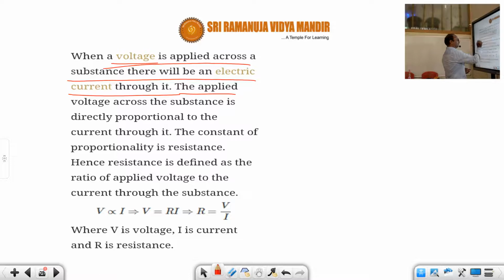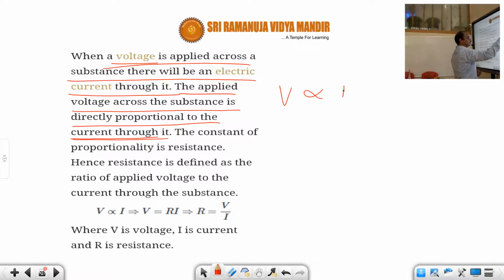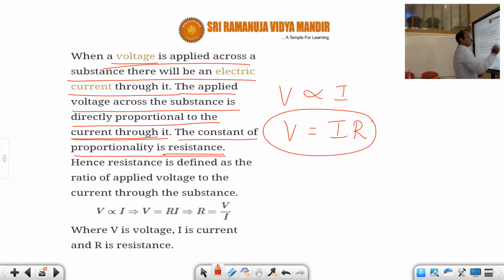So the applied voltage across the substance is directly proportional to the current flowing through it. That means the applied potential difference is directly proportional to the electric current flowing through it. And this constant we replace with the resistance. That means V equals I into R. V equals I into R. Understood? And this equation is called Ohm's law.